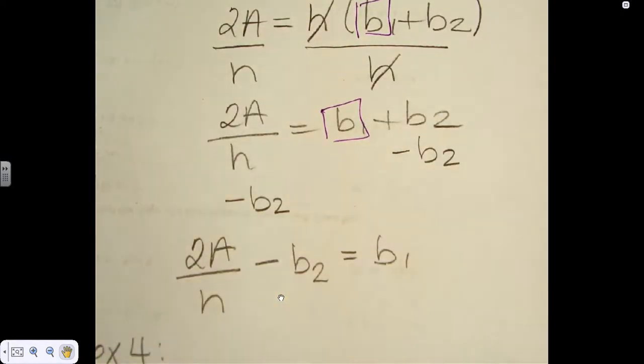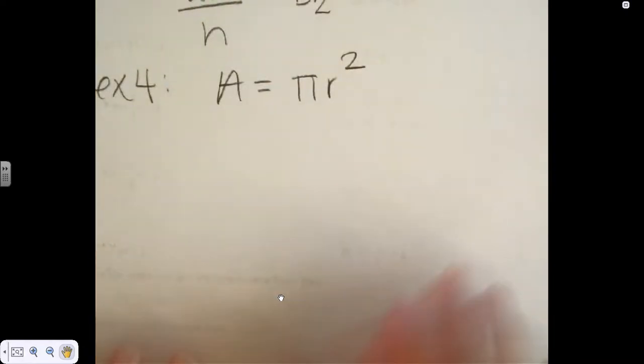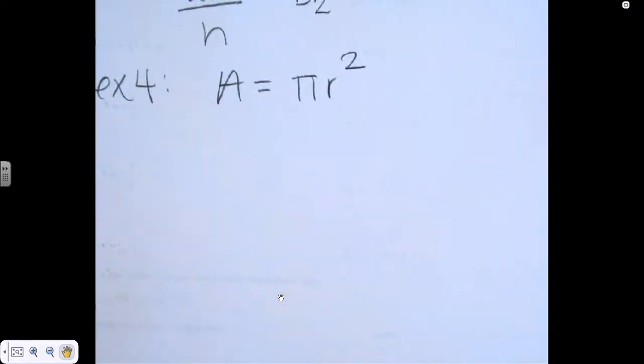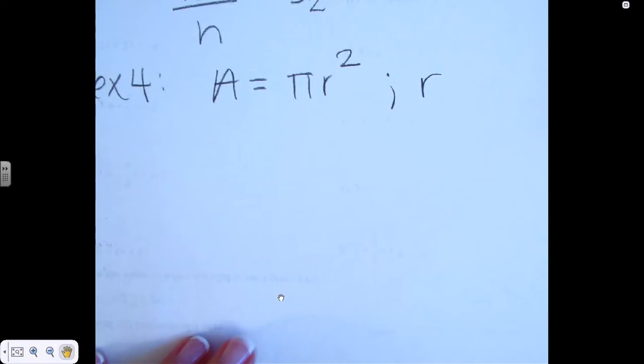And then the last one, another familiar formula, area is equal to pi r squared. And I want to solve for r. Now I want to solve for r, not r squared.